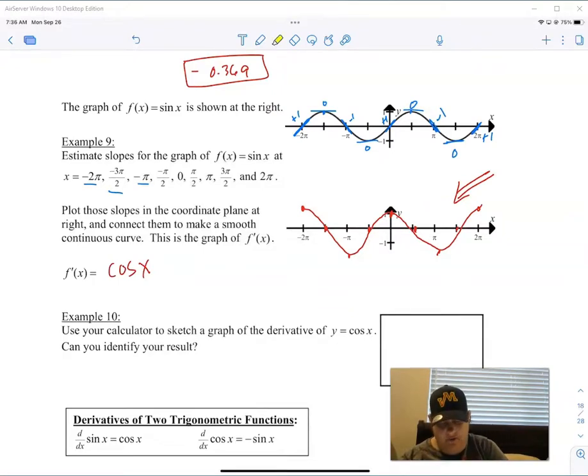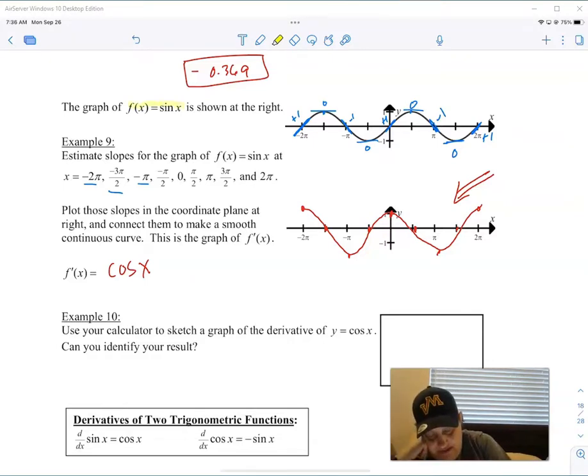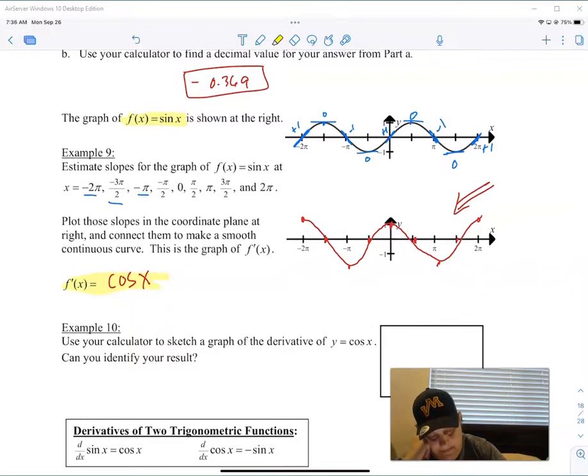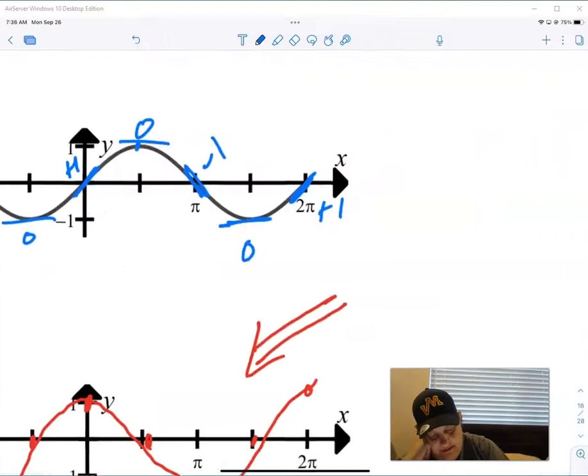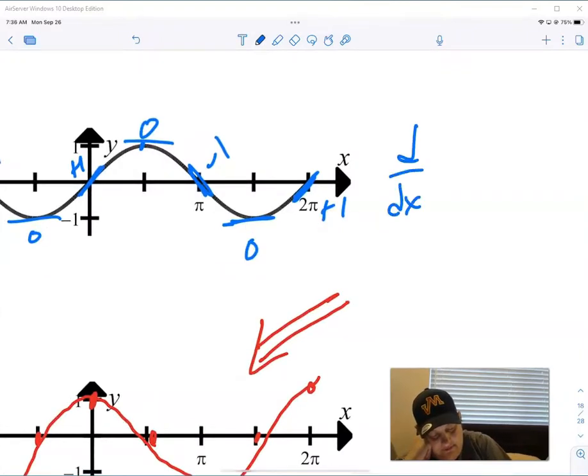This is very cool, you guys, because now we have our first derivative statement with trig functions, and it's this. The derivative of sine is cosine. We can kind of see it from the slopes right here. All right? So, here's how I would write that. The derivative of sine is cosine.